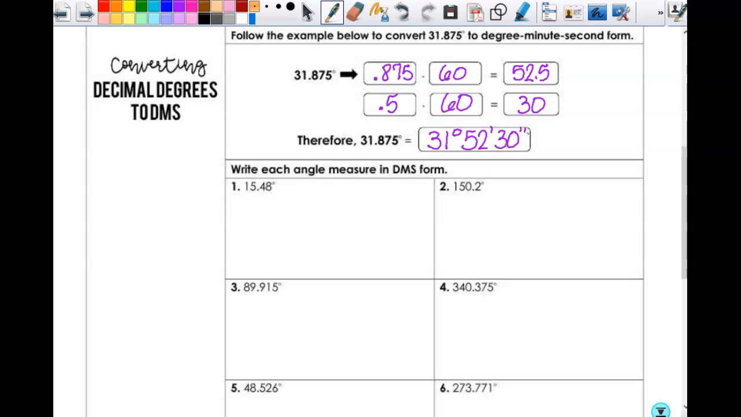All right, so that 31.875 degrees is the same as 31 degrees, 52 minutes, 30 seconds. Okay?